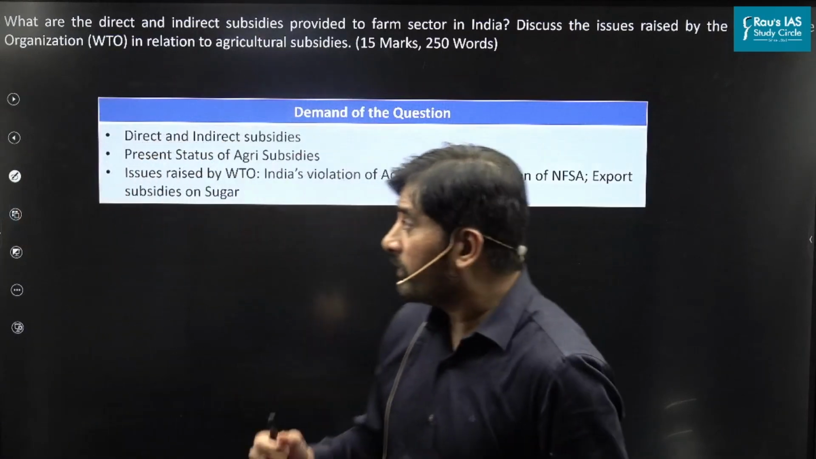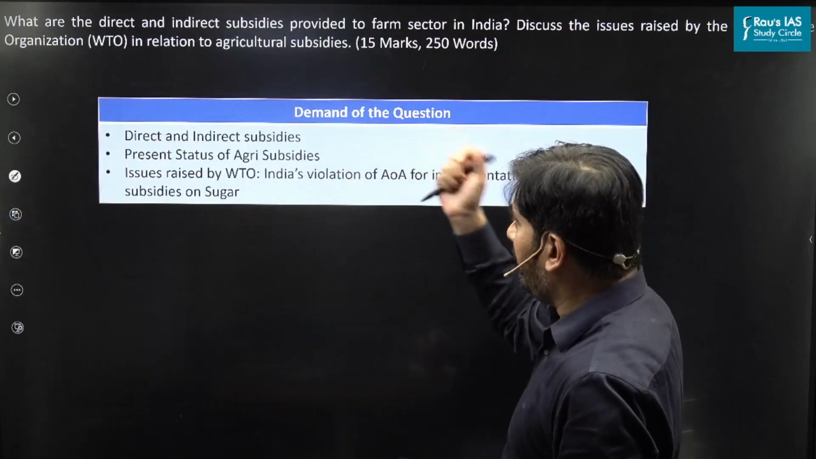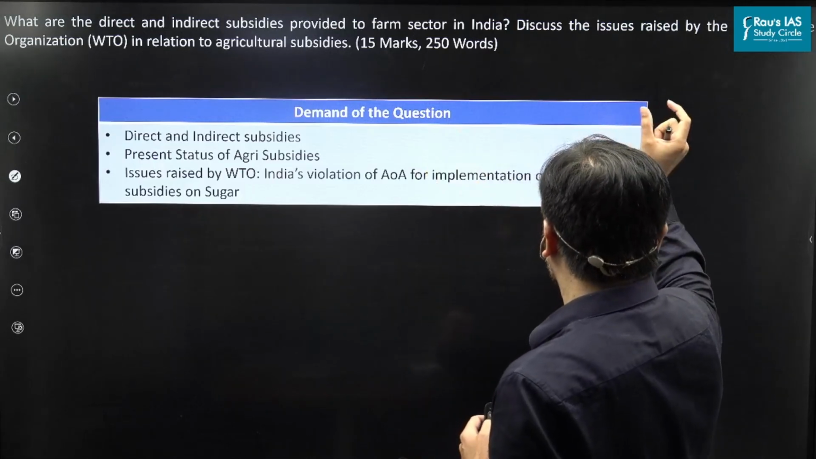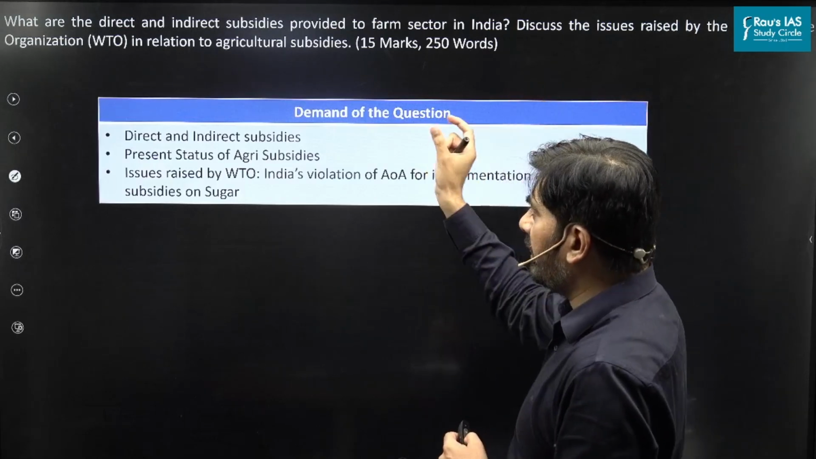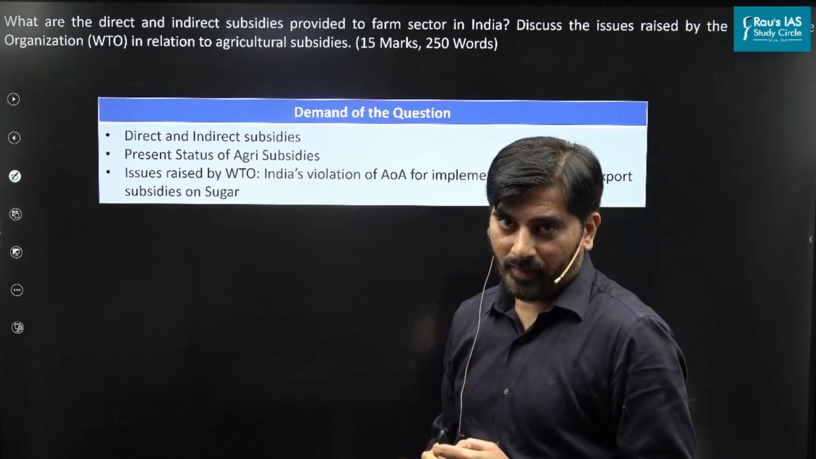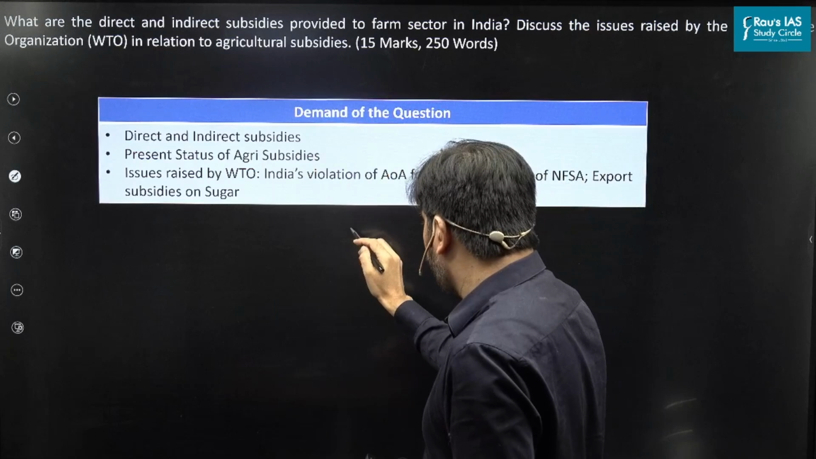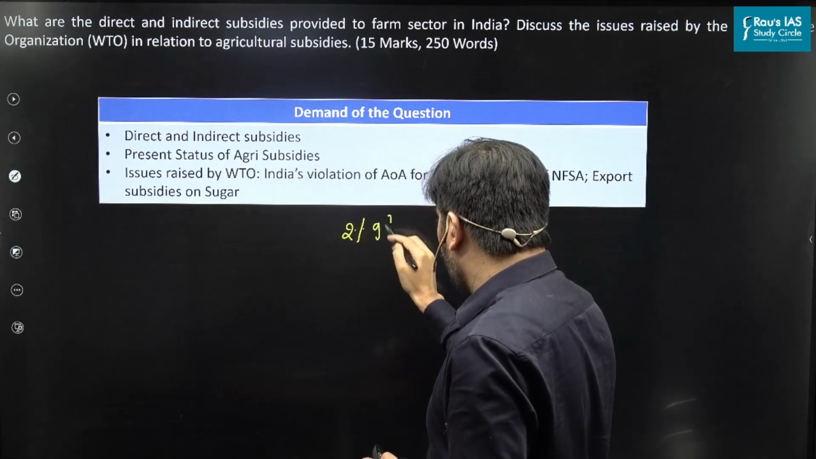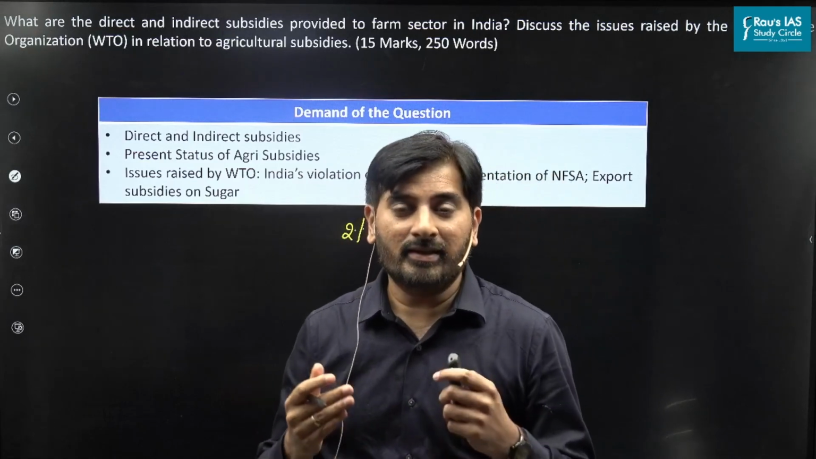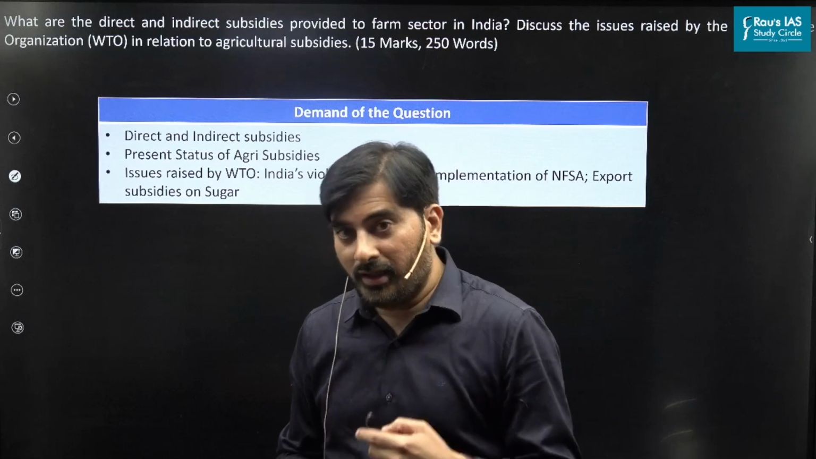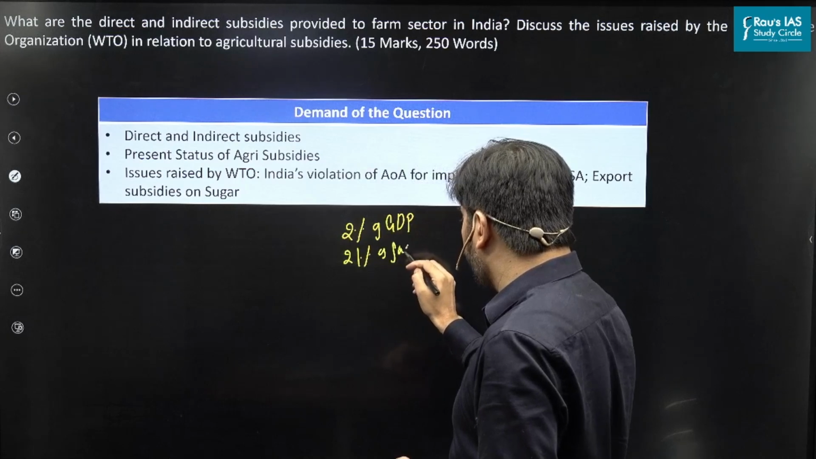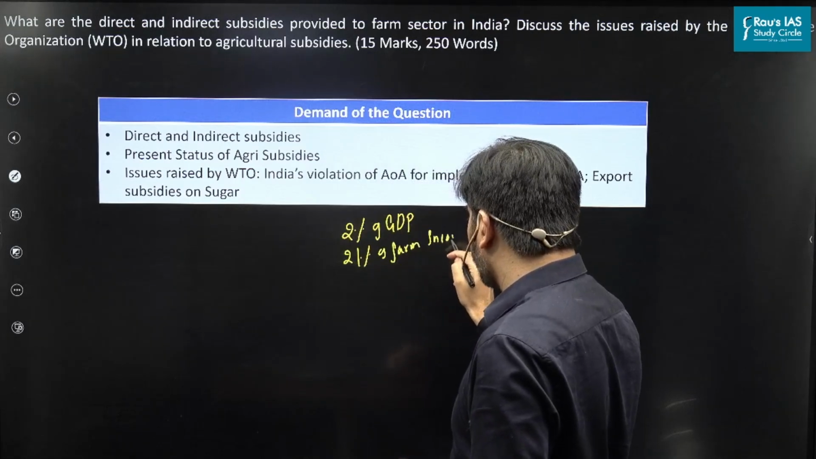The question is, what are the direct and indirect subsidies provided to the farm sector in India? Discuss the issues raised by WTO in relation to agricultural subsidies. It is being said that the government of India spends almost around 2% of our GDP on providing different types of agricultural subsidies. These agriculture subsidies alone account for 21% of the farm income in India.